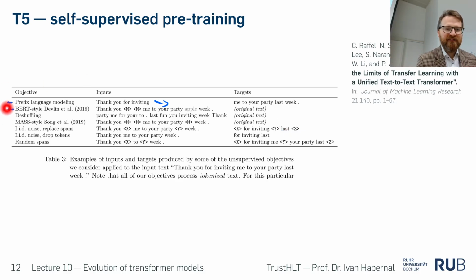Then the BERT style, fill the gap: "Thank you, mask, me to your party," and shuffling some words randomly, and you need to reconstruct the original text. There was some other deshuffling, so you shuffle all the words and try to predict the original text, and a couple of other random spans and things like that. And I mean, the paper was kind of extensive because they tried all of these in pre-training this model, the T5 model.